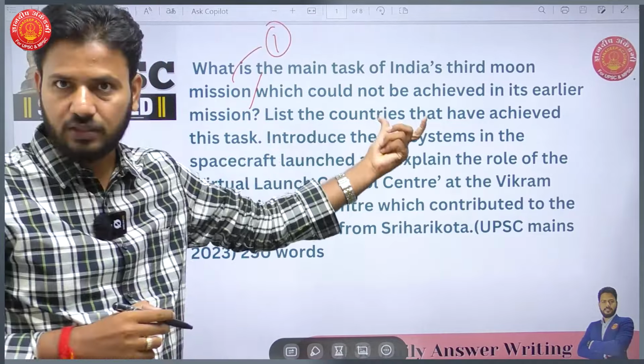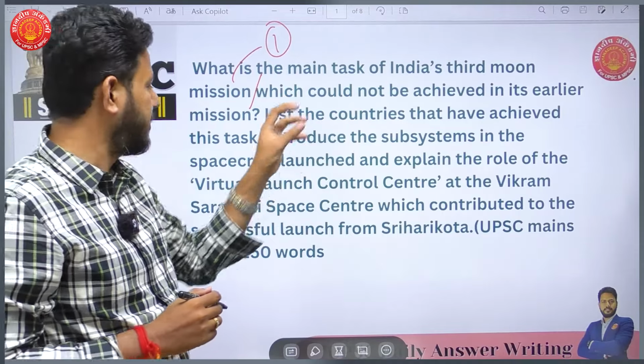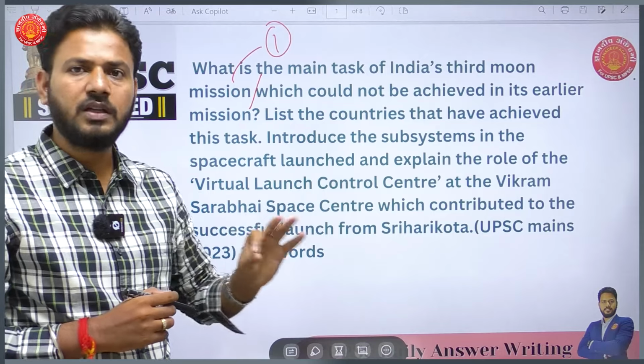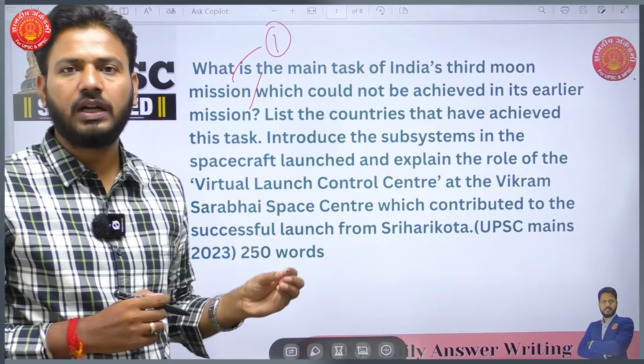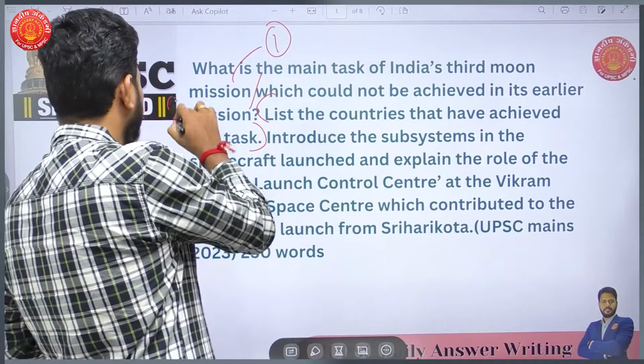What is the main task? Then, list the countries that have achieved this task. Clear and crisp. You just have to note the countries which have achieved this feat. This is your second focus.